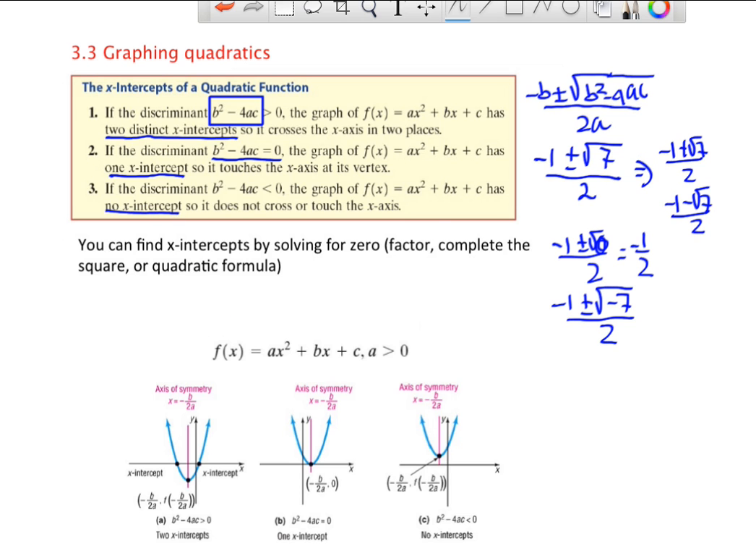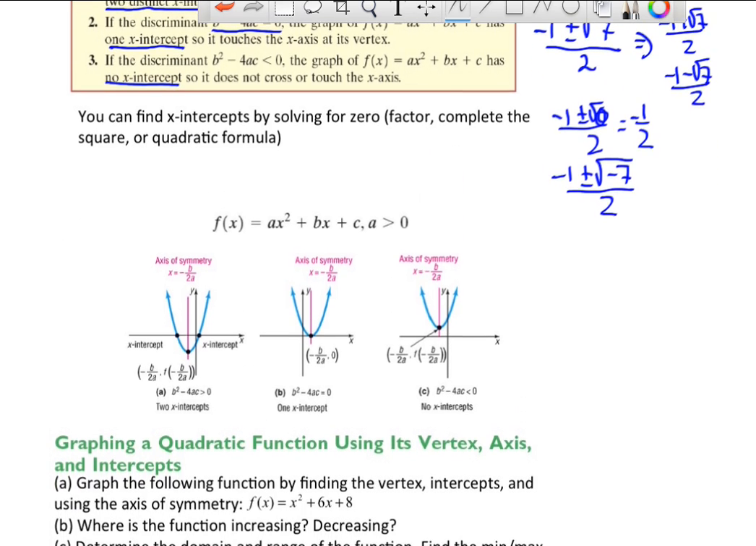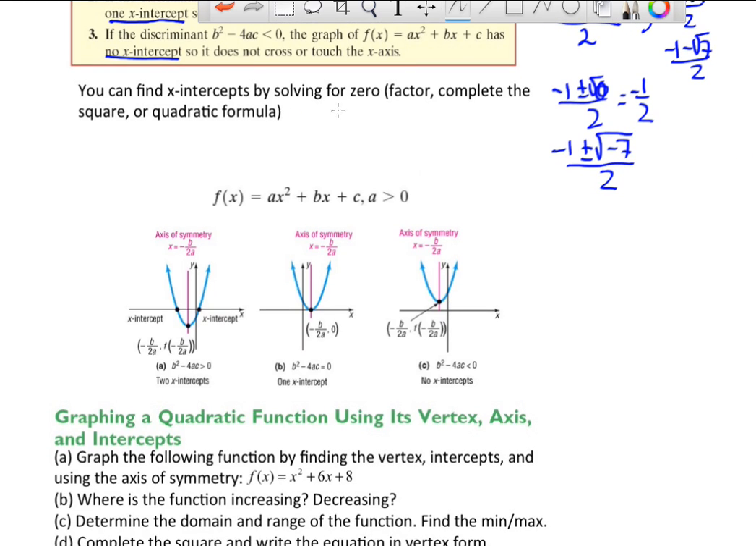Okay? You can find intercepts by solving for 0, either by factoring, completing the square, or the quadratic formula. Here are the pictures, actually, that go with the three situations that I just went through. So, greater than 0, you get a picture that looks like this, provided that a is larger than 0, so we need something that goes up. Then 1, and no x-intercepts. Okay?